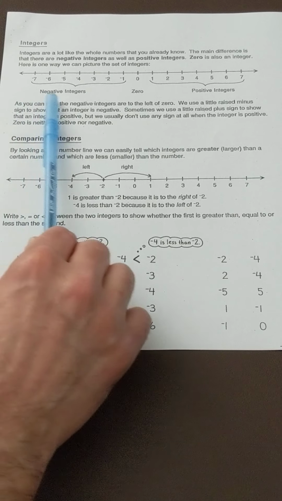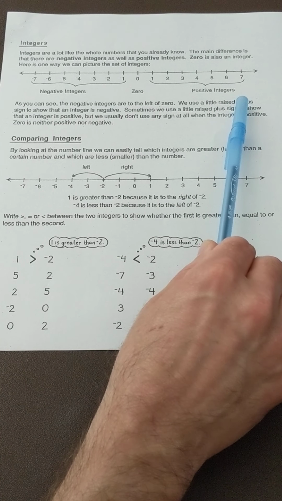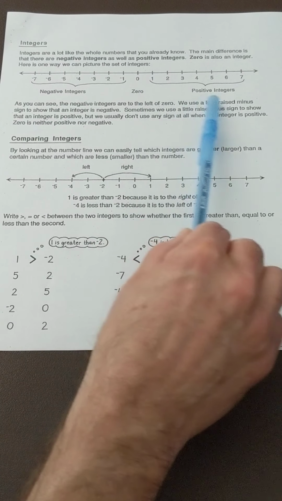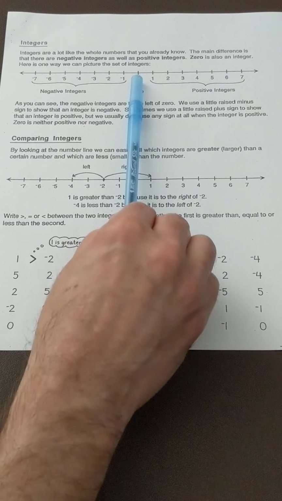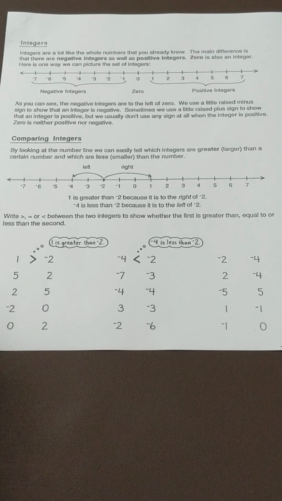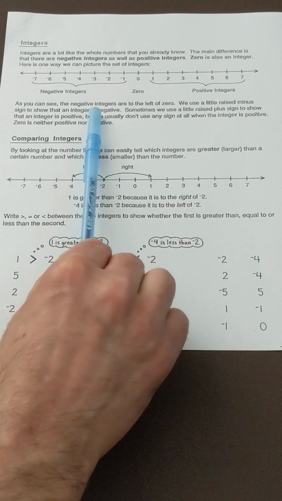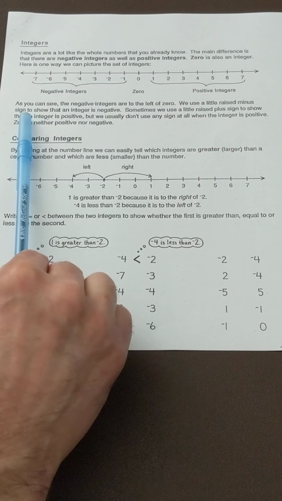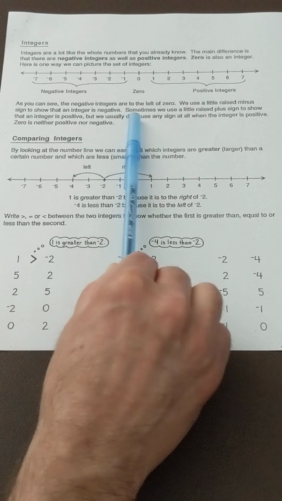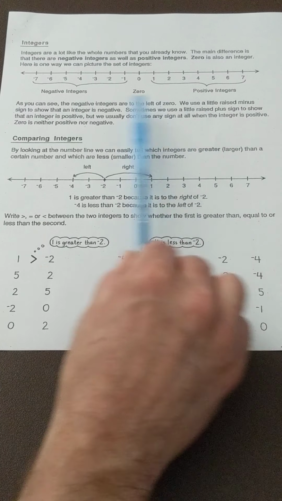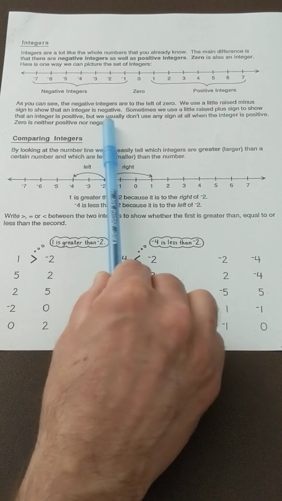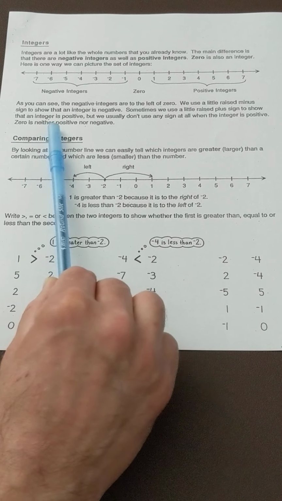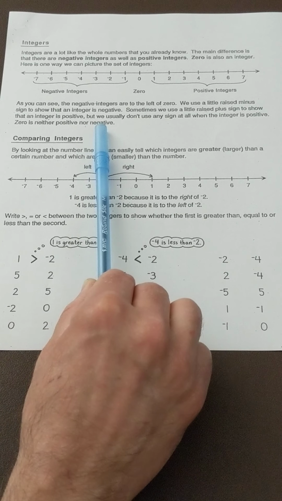So we see this number line here, and this is a great number line because it shows all the negative numbers in one group, all the positive numbers in one group, and the 0 sitting in the middle. As you can see, the negative numbers are to the left of the 0. We use a little raised minus sign to show that an integer is negative. Sometimes we use a little raised plus sign to show that an integer is positive, but we usually don't use any sign at all when an integer is positive. 0 is neither positive nor negative.